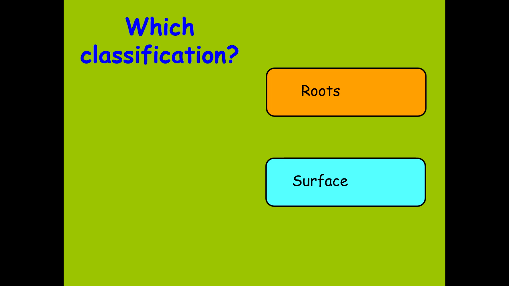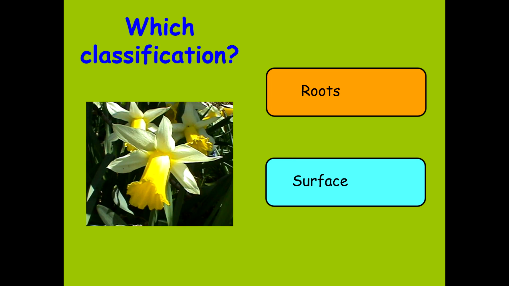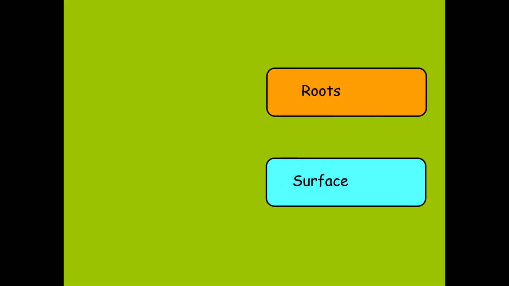So which classification do you think this plant would be? I'll start you off with an easy one. Obviously, we can see that this has a beautiful flower. So of course, we know that flowers take their nutrients from the roots. Let's look at another one.